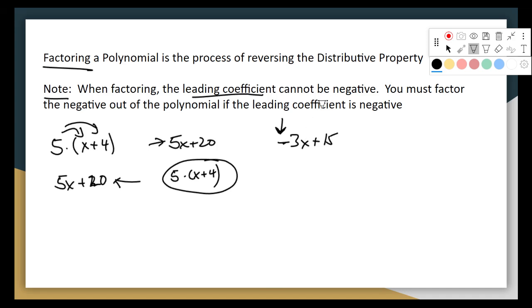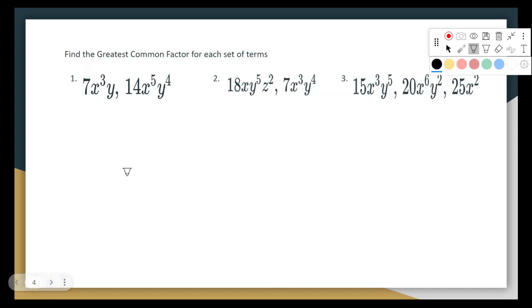So let's get started with talking about factoring GCFs. Let's find the greatest common factor for each set of terms. Let's talk about the first one here. We're going to do this with numbers first, then variables. So here's how it works. I have a 7 and I have a 14. The largest number that divides evenly into both is 7. So 7 is part of my GCF.